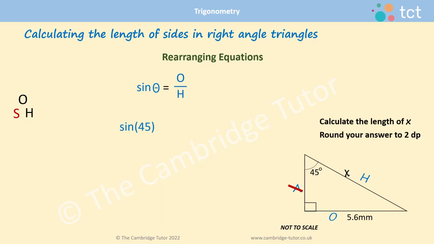The sine of 45 is equal to 5.6 divided by x. So we'll times both sides by x to cancel out that division. That's the sine of 45 times by x is going to be the same as 5.6. Now we get the x on its own, so we divide by the sine of 45 on both sides. Divide by the sine of 45 on this side, we'll get x on its own.